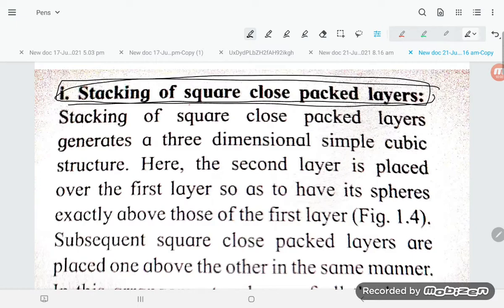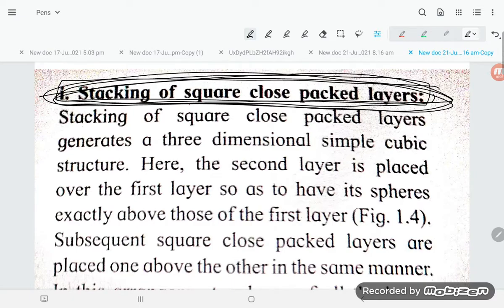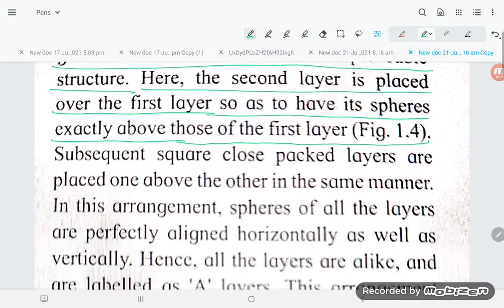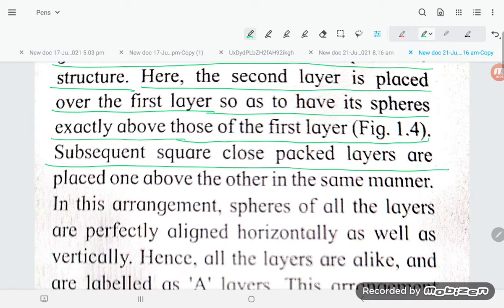Stacking up square close-packed layers. This is what the point is. Stacking up square close-packed layers generates the three-dimensional simple cubic structure. Here the second layer is placed over the first layer so as to have the spheres exactly above those of the first layer. Subsequent square close-packed layers are placed one over the other in the same manner.